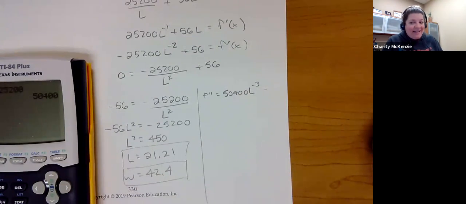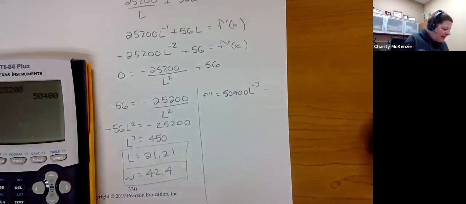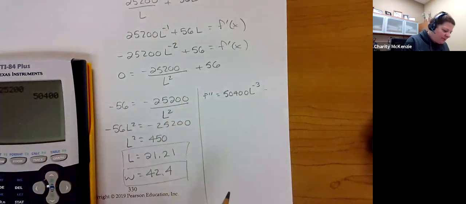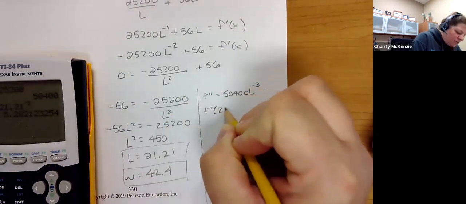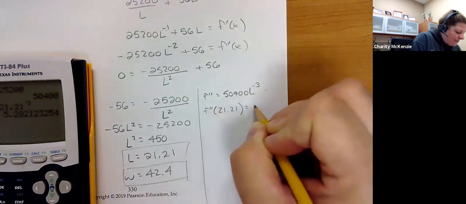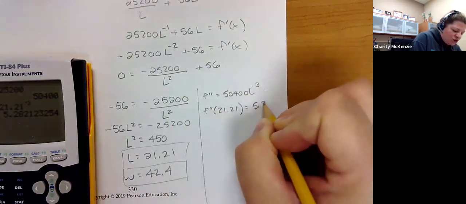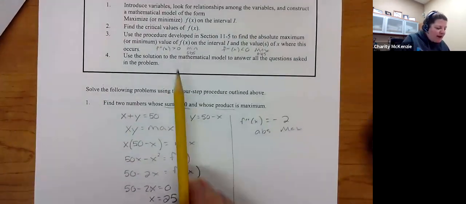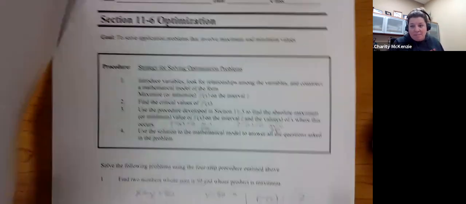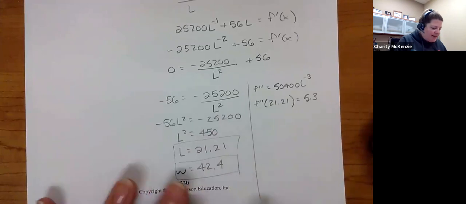Now I have to put in the L I found and see what I get. I still have the number in my calculator, so I'm going to multiply that by 21.21 to the -3 power, and I got a positive 5. So into my second derivative, I put 21.21 and I got a positive 5.3-ish. What does that mean when I get a positive? If we go back to what we wrote on the front, if we get greater than 0, it is our absolute minimum. I could have graphed that as well to find that. So yay, this is our absolute min here.